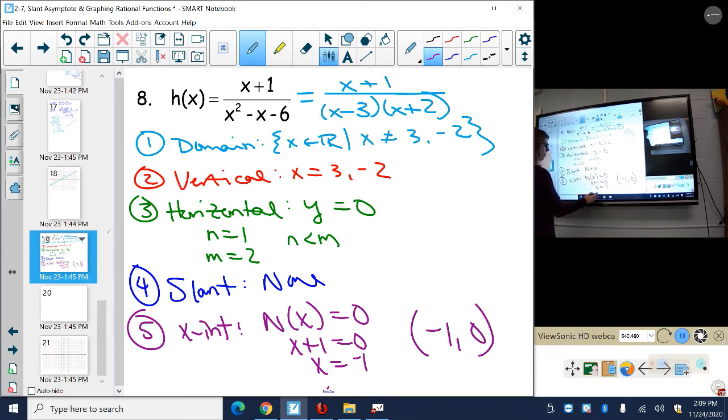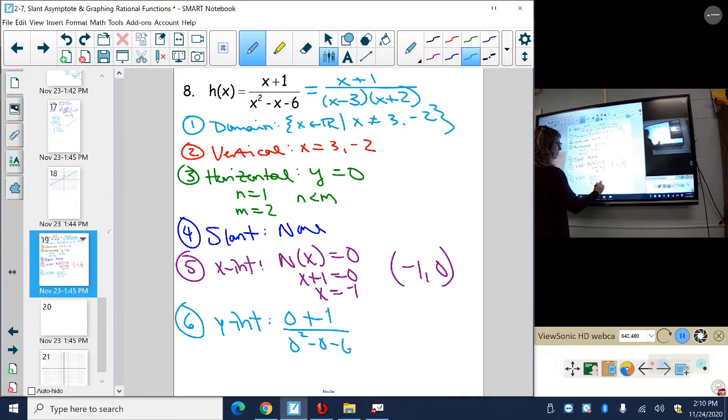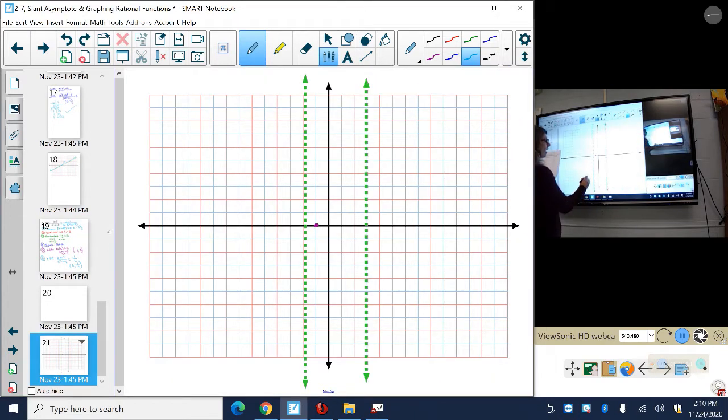My y-intercept is going to be found by putting 0 in everywhere. So 0 plus 1 over 0 squared minus 0 minus 6. That's going to be negative 1/6. So that gives me the point 0, negative 1/6. I'm going to come over here and graph that. That puts me approximately here.